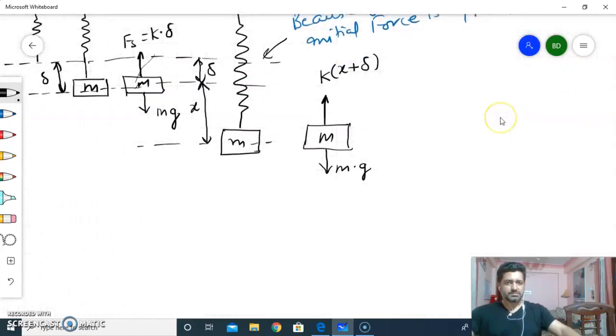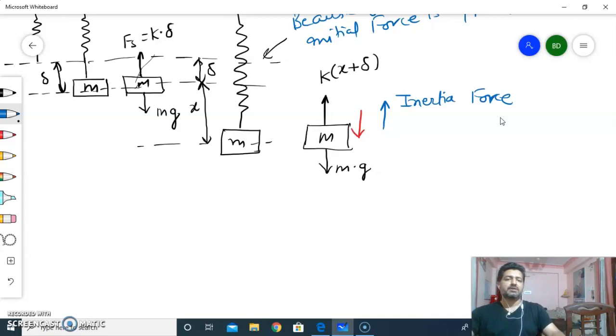Now the motion of this body will be downward, and the inertia force will act in the upward direction. This is the inertia force, which will bring the body to the equilibrium condition. So inertia force will be mass into acceleration. So this can be written as m into x double dot, right?